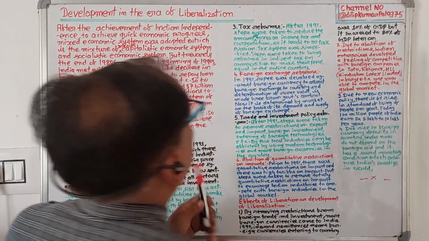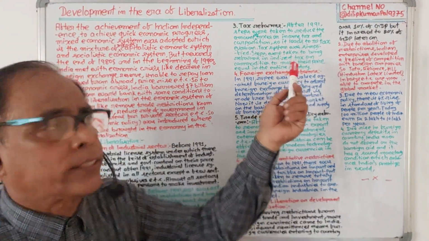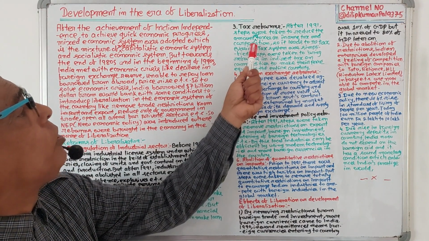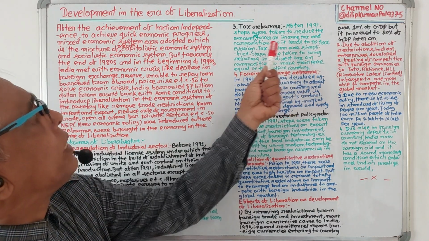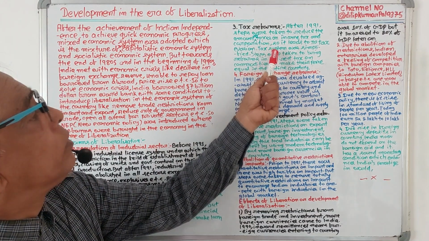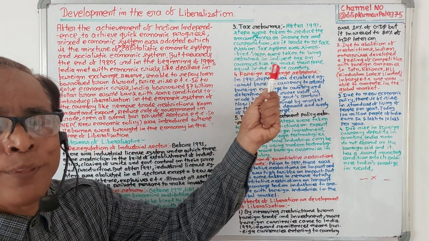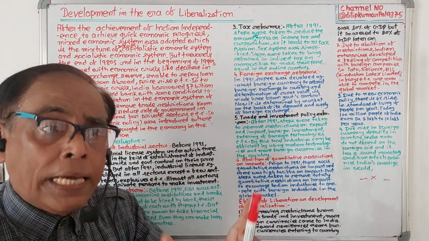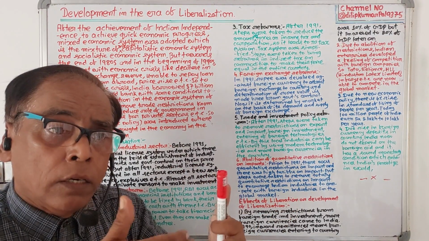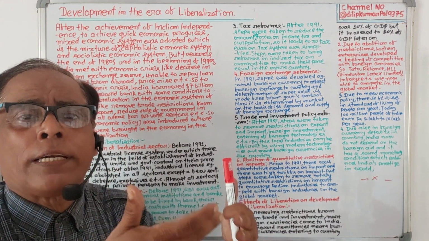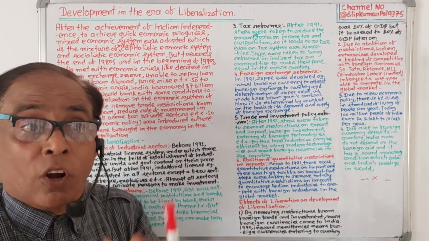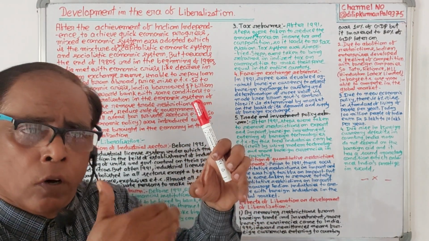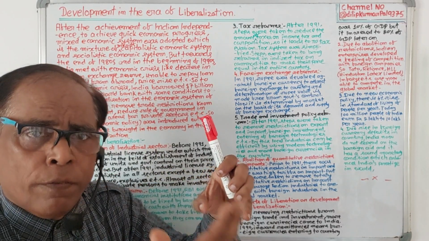Number three, tax reforms. Some reforms were made in tax. After 1991, steps were taken to reduce the amount of taxes on income tax and corporation tax. So it leads to less tax evasion. Prior to 1991, there was a high rate of tax on income and on corporations. So there were tax evasions, people were cheating. But after 1991, it was decided to reduce the amount of tax on the income of people and the income of corporations.